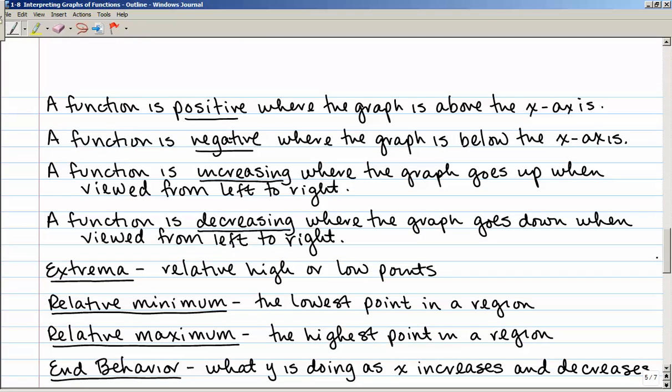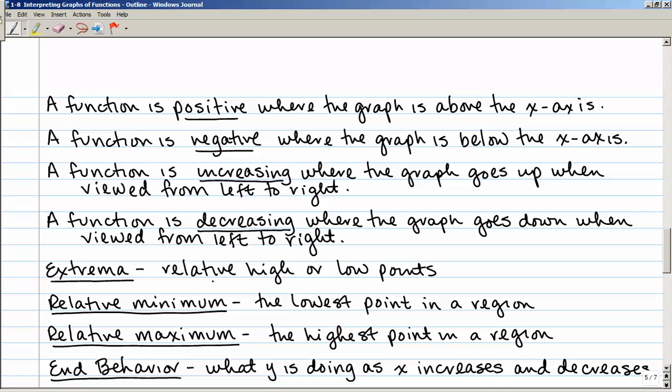And here's a whole bunch of vocabulary about functions, and we'll take a look at these in more detail in a chart and in an example. We say that a function is positive where its graph is above the x-axis. We say that a function is negative where the graph is below the x-axis. A function is increasing wherever it goes up as you go from left to right. A function is decreasing wherever the graph goes down as you go from left to right.